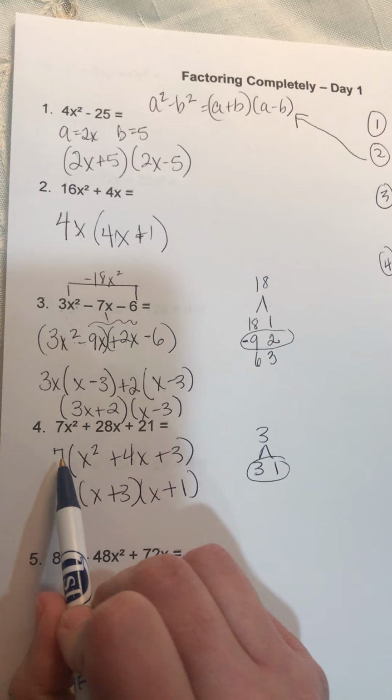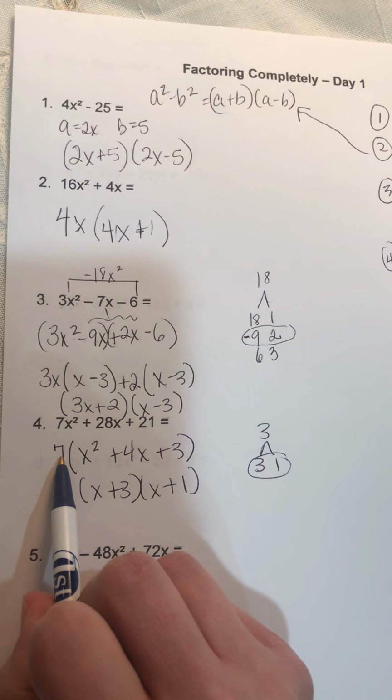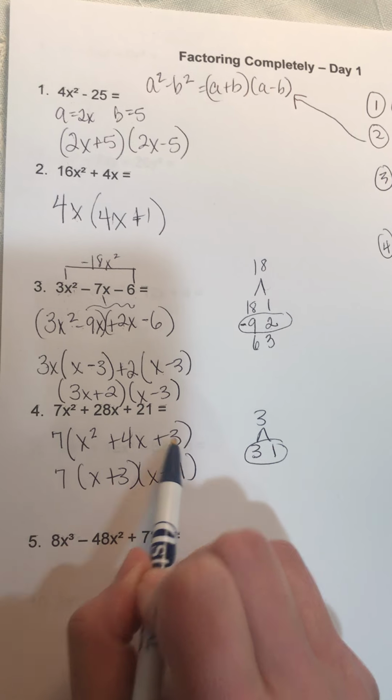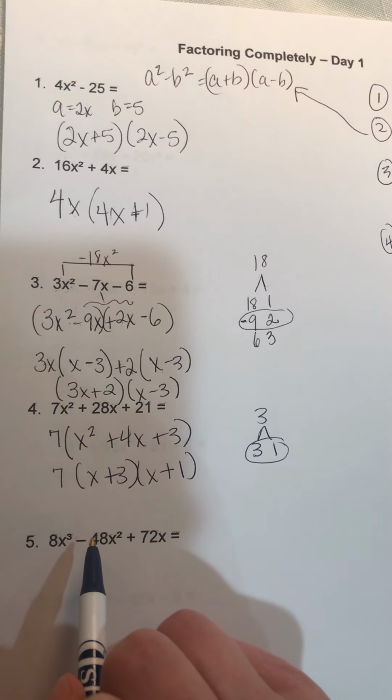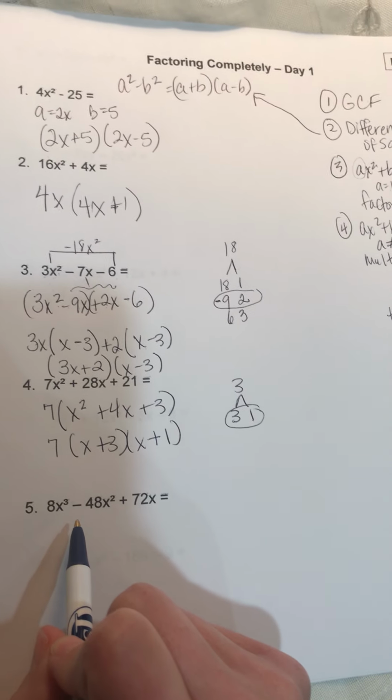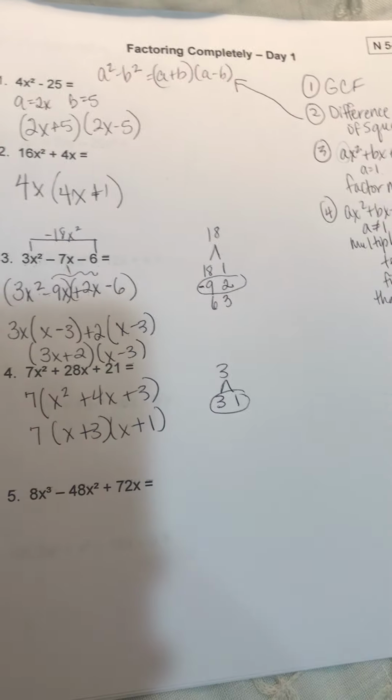Okay, so our first step was pulling our greatest common factor out, which was 7. And then we just factored mentally. So we just found our factors of 3 that we could add or subtract to get 4. Okay, we're going to do one more, number 5, and then we'll do the next 5 tomorrow.